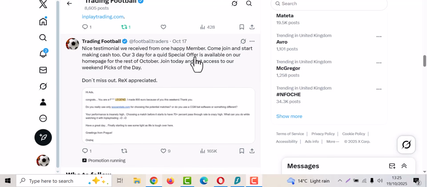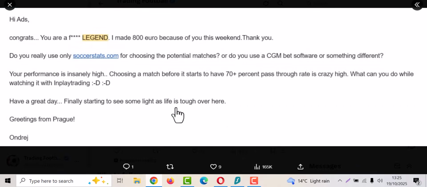We can be followed on social media, Trading Football at Football Traders. We had a lovely testimonial from one of our members that had a cracking weekend, Ondrej from Prague. And it's nice when you read things like that. It's nice to make people money in life, isn't it? It's nice to do something good.